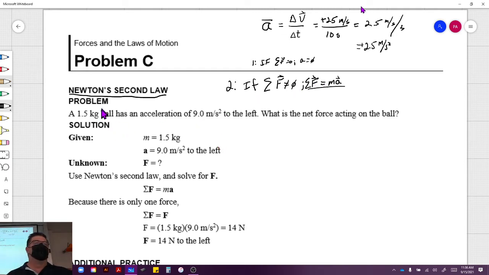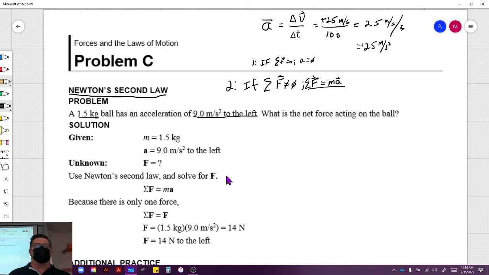All right. So the problem that we're going to do first is a real basic one. If we have a 1.5 kilogram ball and an acceleration of 9 meters per second squared to the left, what is the net force acting on the ball? Well, we identify our stuff. We've got a mass of 1.5 kilograms. We have an acceleration of 9.0 meters per second squared to the left. This is the vector part, right? We have the magnitude and the direction. So what is our force?